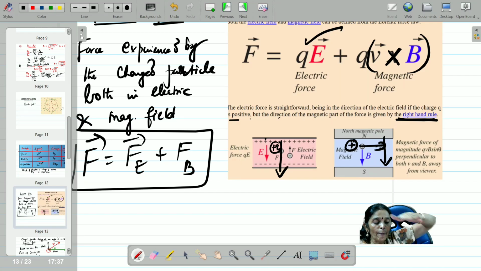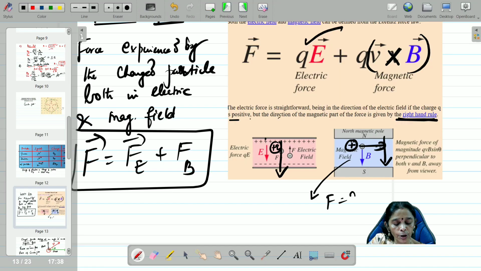My palm is the magnetic field acting vertically downwards. Velocity of the charged particle is towards my right. You also keep it like that, towards your right. So where is my thumb pointing out? That is the force. Thumb is pointing perpendicular to both. It is inwards. That is what is given here. So magnetic force, magnitude QVB, perpendicular to both V and B, away from the viewer. Got it?